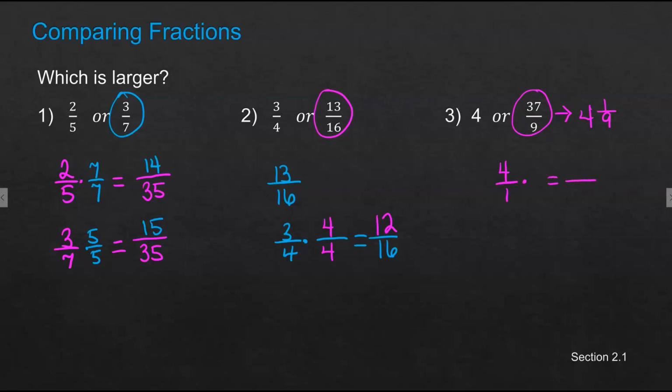Or what if we wanted to write 4 with a denominator of 9? So we would multiply it by 9, right? Because 1 times 9 would give me my 9 in the denominator. 4 times 9 is 36. So 36 over 9. See, we're comparing these two. And either way that we do this, we can see we get 4 and 1/9, or 37/9 is the larger fraction.